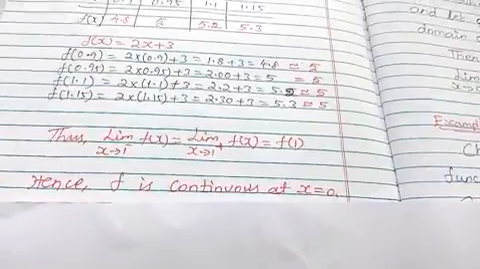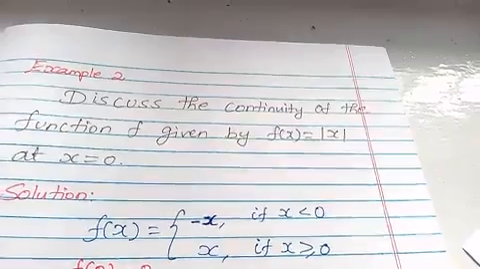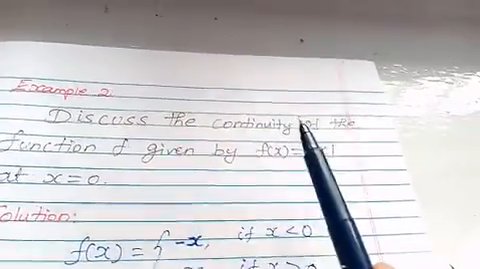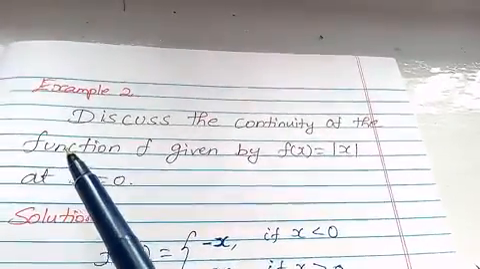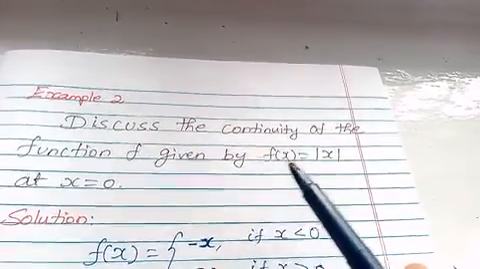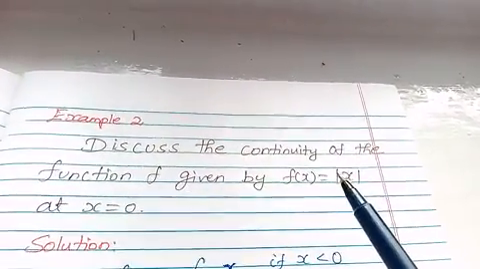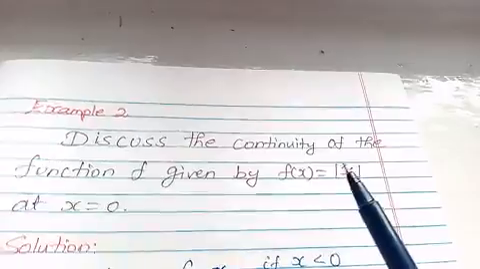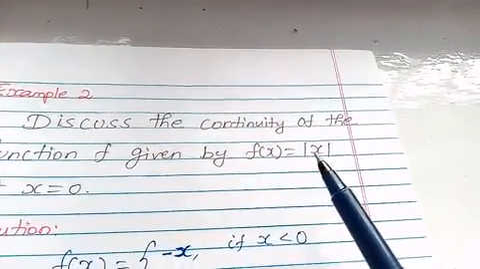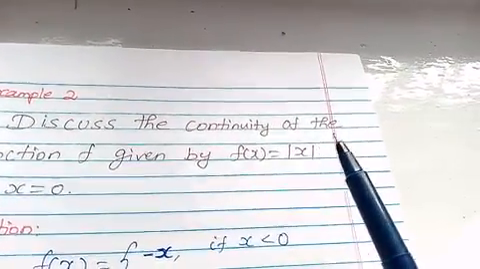Come, let us discuss one more example. See this. Discuss the continuity of the function f given by f of x equal to modulus of x at x is equal to 0. Modulus of x means the x value can be negative or positive, but we need to consider only the positive value.